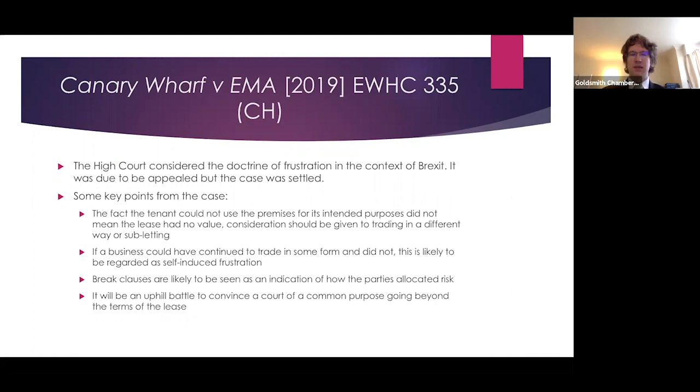And the High Court said no. The fact that you couldn't perhaps use it as you wished to did not in and of itself mean it had no value. Other people could have, you could have sublet it to others, you could have had an income from that. So it said no, that wasn't enough. Note that if a business could have continued to trade in some form and did not, this is likely to be regarded as self-induced frustration. So here, although EMA perhaps couldn't have put their headquarters there, they could have used it as office space or the like.